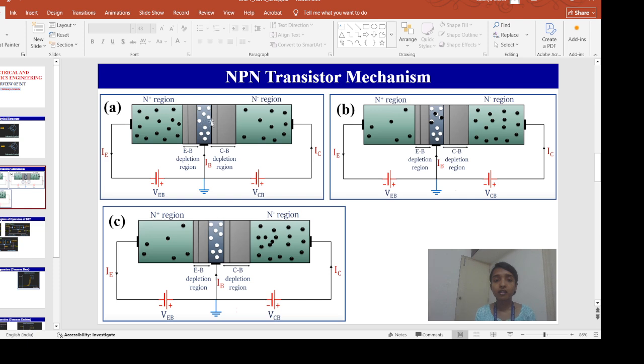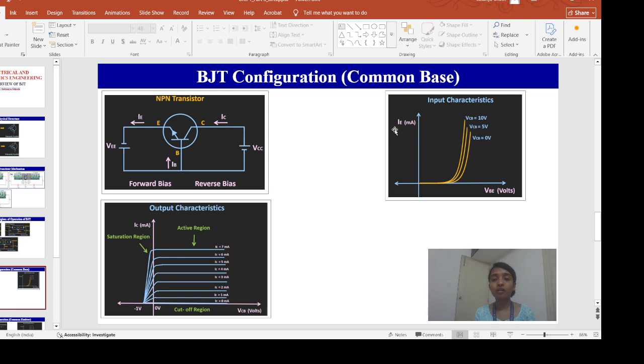what will happen? The electrons coming from the emitter region, when they reach the base region, will have very little chance to flow out of the base terminal. Most of the electrons will reach the collector terminal, and it will ultimately increase your emitter current. That is why, as we keep on increasing the collector base reverse bias voltage, the emitter current is increasing.